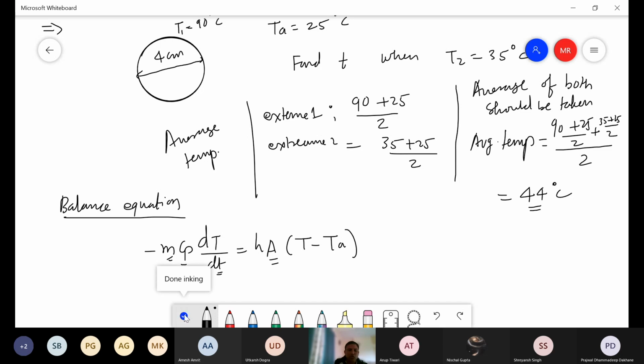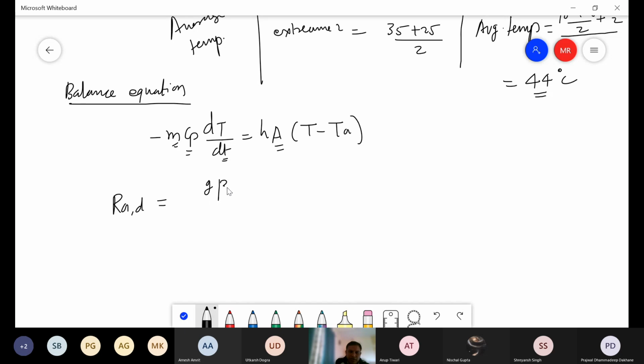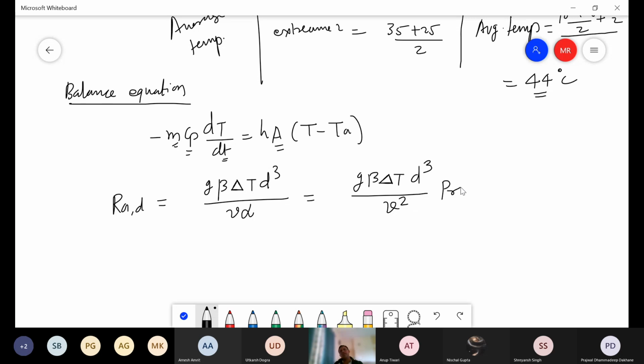So in this case, first we have to calculate the Rayleigh number. So Rayleigh number is given by what? Rayleigh number in terms of diameter, Ra_D, is given by g beta delta T D cubed by nu into alpha. In terms of Prandtl number, this is given as g beta delta T D cubed by nu square into Prandtl number. This is the Rayleigh number.